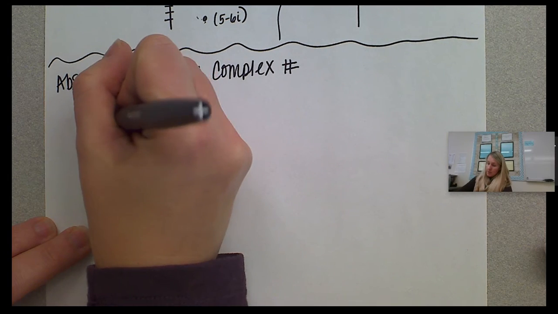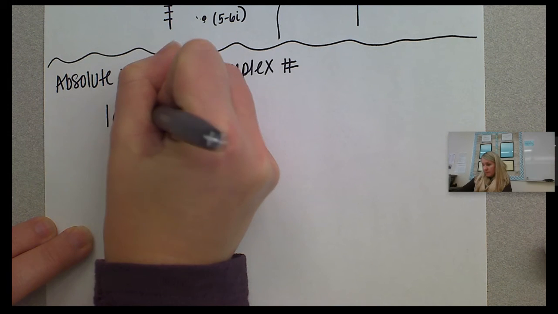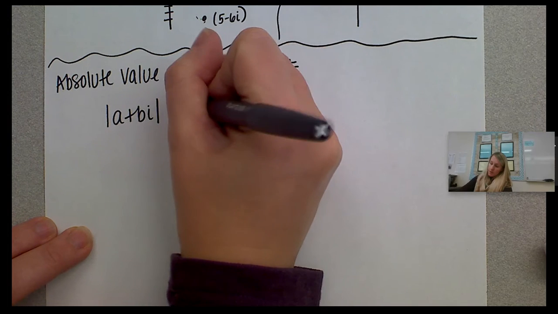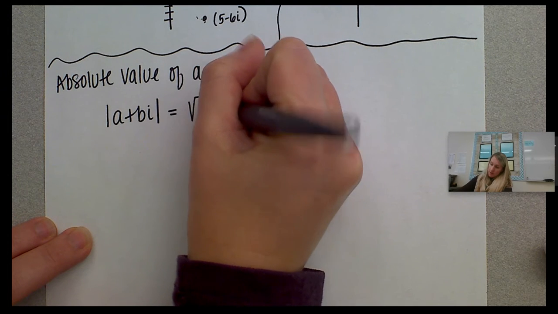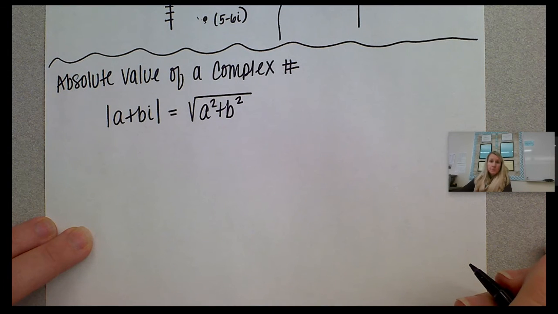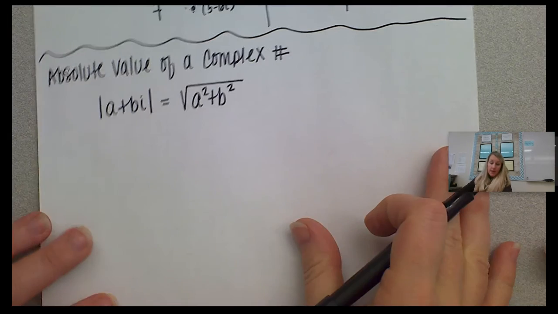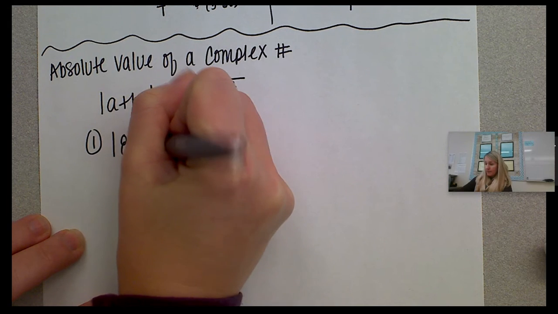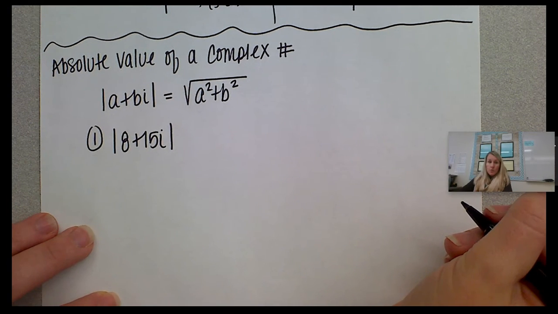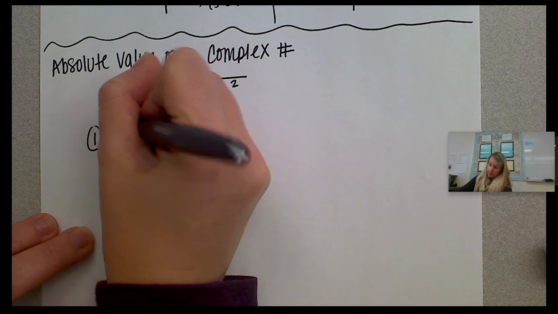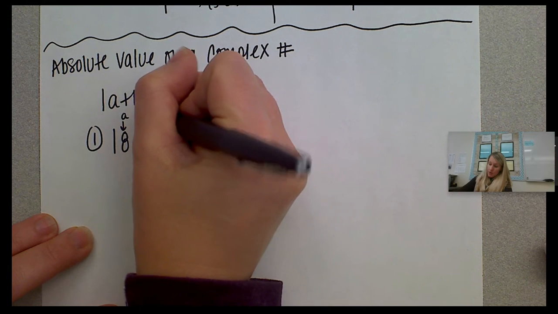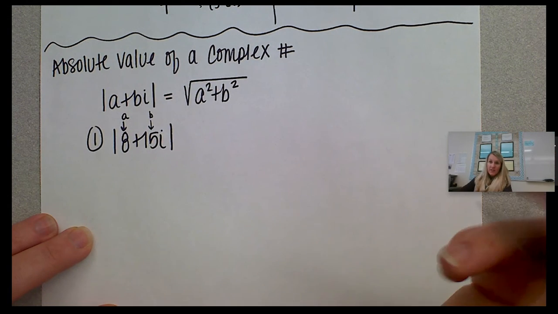So to find the absolute value of a complex number, we plug into the formula the square root of a squared plus b squared. And that's it. We're just going to plug into the formula and then we're done. So if I said, what's the absolute value of 8 plus 15i? You would say, okay, this is my a, because that's my real number. The b is what's in front of i, the coefficient of i. So you don't actually take i. So b is just going to be 15 in this case.